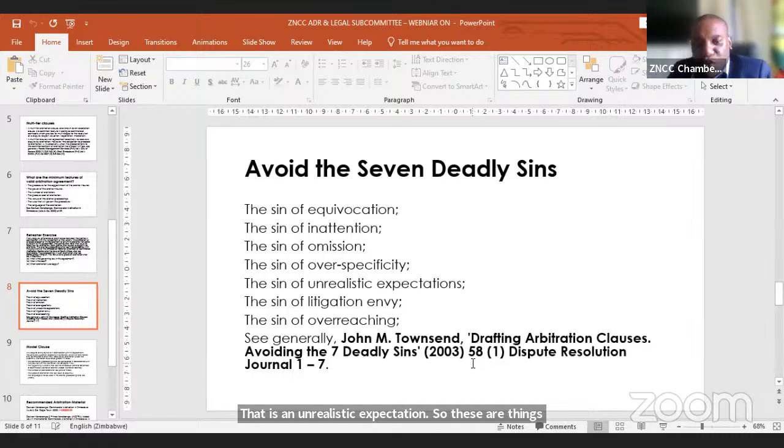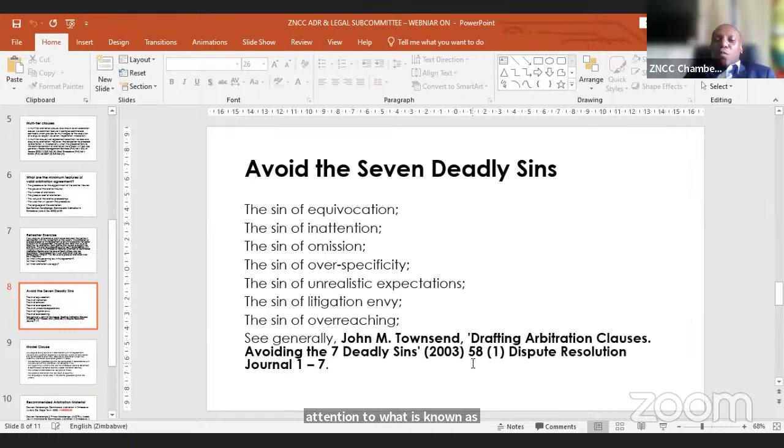We also need to pay attention to what is known as litigation envy. Most people are comfortable in court. They are very, very comfortable in court. They know the court rules in and out. And now with the commercial court rules, they are very, very familiar with those court rules.